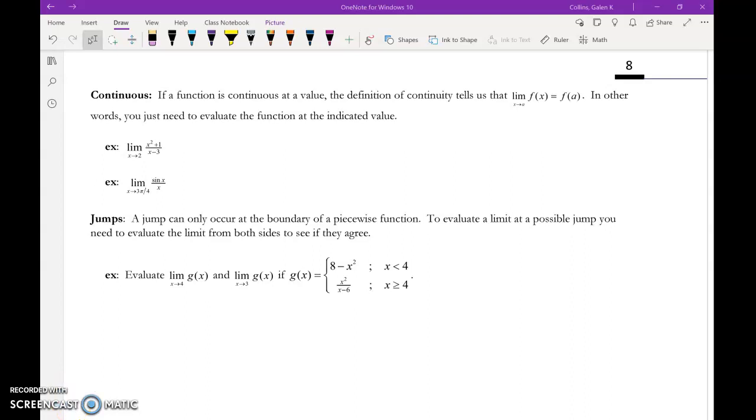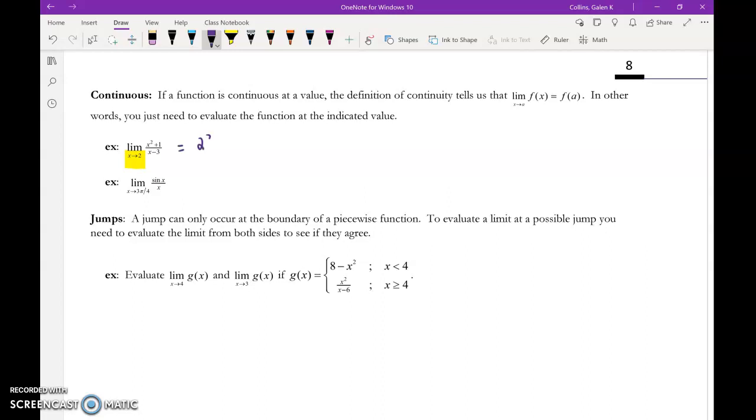So at the top of page 8, we're going to practice evaluating limits. And so in our notes, we already have the benefit of knowing that these functions are continuous at this particular value, but we won't always know that. So anytime we evaluate a limit, the first thing we're going to do is plug in the value. So if I want to evaluate the limit of x squared plus 1 over x minus 3 as x approaches 2, we're going to start by just plugging in a 2 for x and seeing what happens.